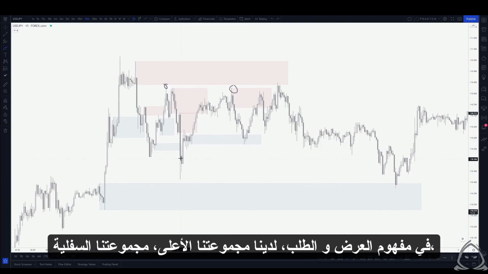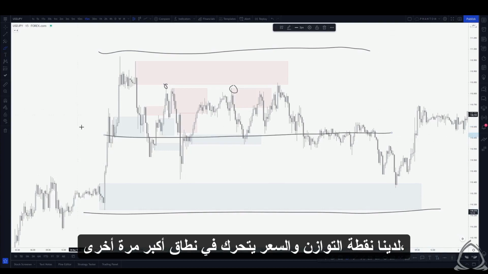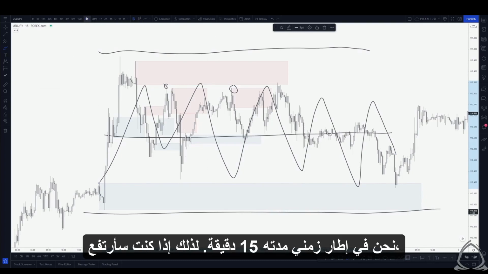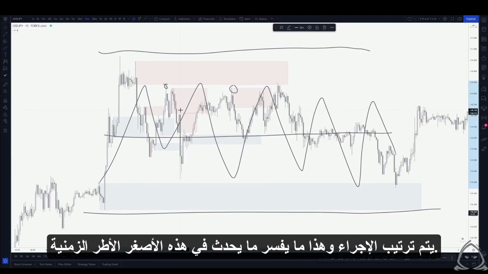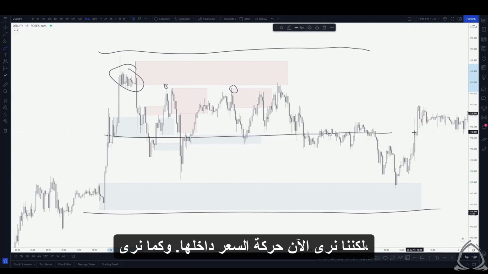Because if we look at this in the concept of supply and demand, we have our top range, our bottom range, and an equilibrium point, and price is moving in a larger range. And again, we're on the 15-minute time frame. So if I were to move up, what we would see in this bit of price action is a range. And this explains what's going on in these smaller time frames, but now we're seeing the price action within it.